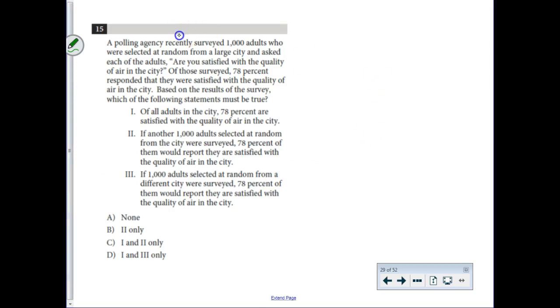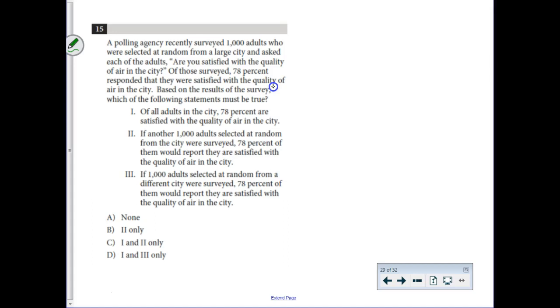All right, so a polling agency recently surveyed 1,000 adults. So clearly this is a survey question, and it's a lot of reading, so read carefully. And asked each adult from a large city, did we do this question? Oh, we did this question in pre-calc, didn't we? Olivia, did we do this one today? Maybe my first hour did. I'm like, I just did this question. Are you satisfied with the quality of air in the city? Of those surveyed, 78% responded that they were satisfied with the quality of air in the city. Based on the results of the survey, which of the following statements must be true?